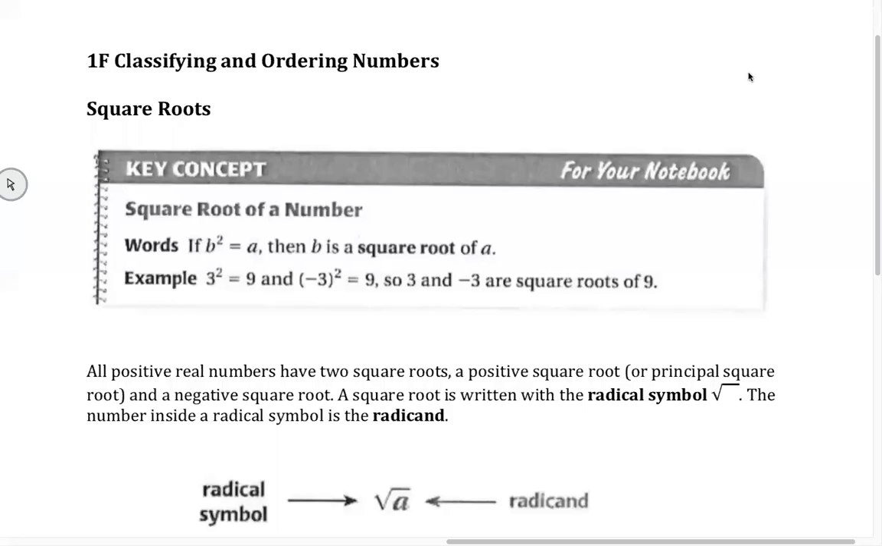1F, classifying and ordering numbers. So we're going to start out with square roots. Square roots is kind of like part of the whole multiplication division thing. It's in a specific order in the sense that, with the square root of a number, you're trying to find what times what gives me that number, and my answer is that thing.